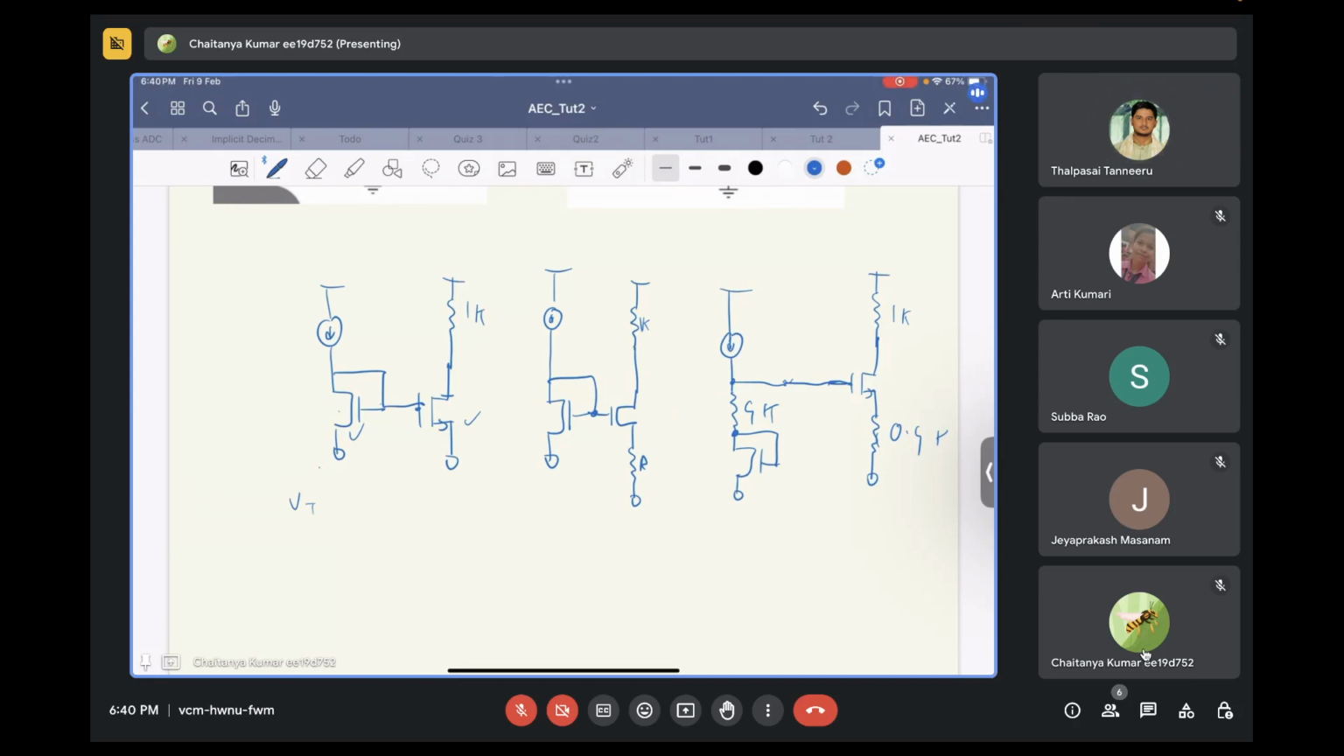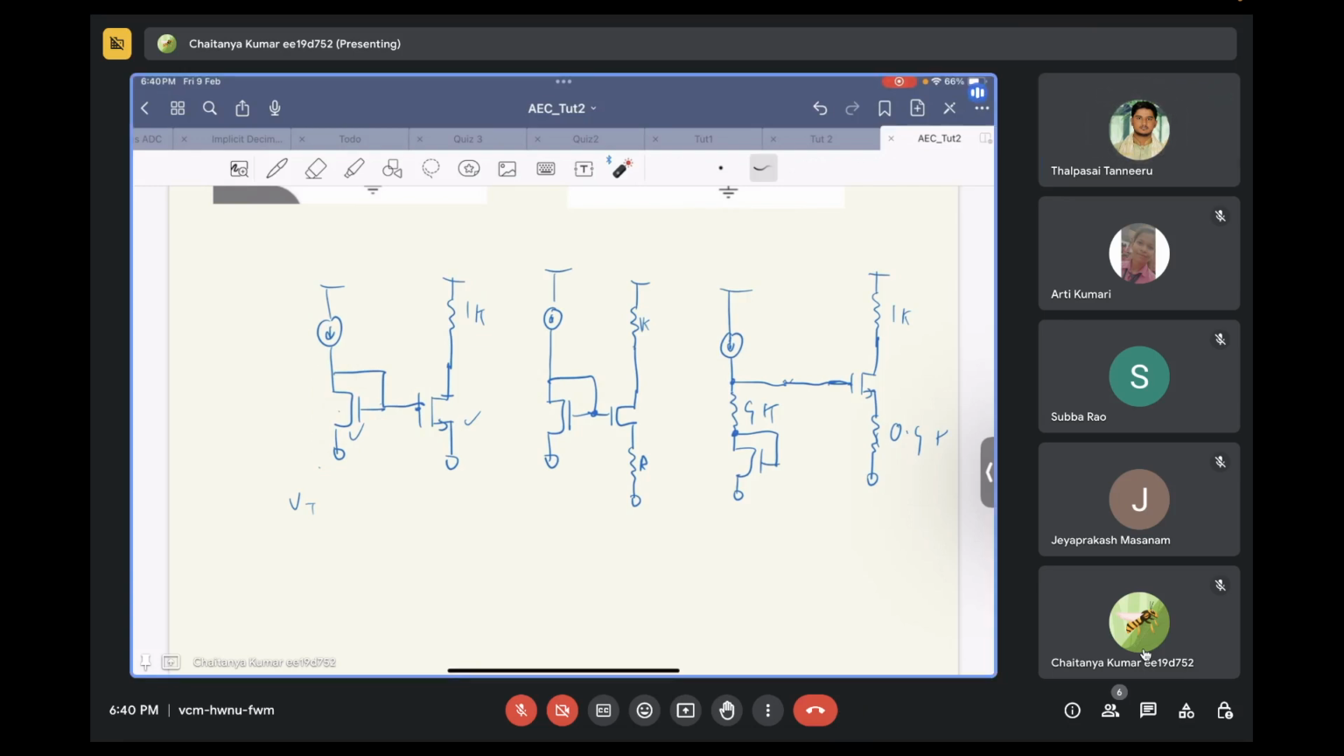Now, in that case, if the VT variation is similar in both cases, the current mirroring happening from this transistor to this transistor will be exact. Yes, ignoring mismatches, sir. Yeah, I'm coming to that.